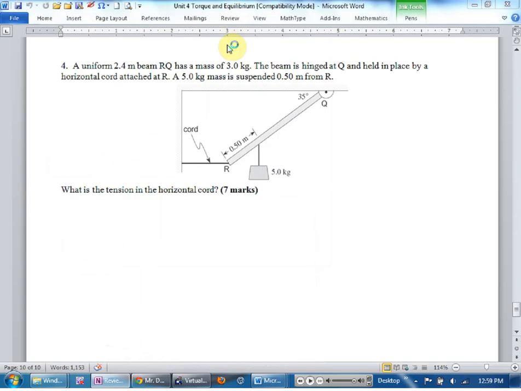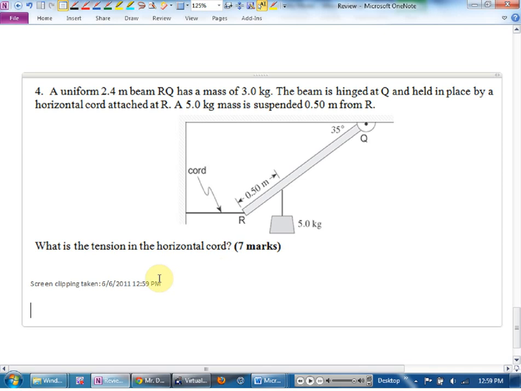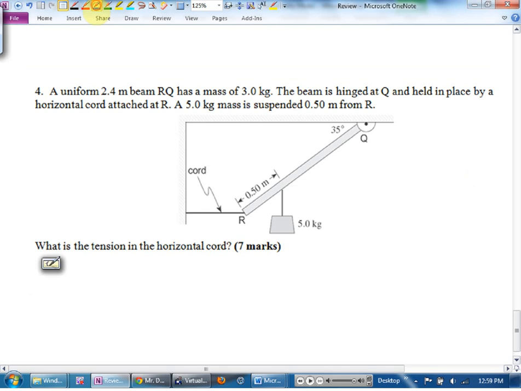A uniform beam, and so on. Is there a beam? Torque. Let's label all the forces on this beam. And if this was a small diagram, I would redraw it really huge, but this is a pretty big diagram. What are the forces acting on this beam? Get the obvious ones. Center of mass goes right about there. That's going to be the mass of the beam times g. Then I also have m1g. And then I have tension.